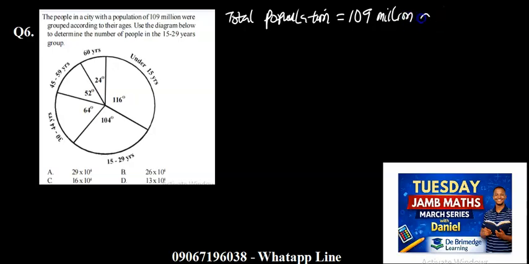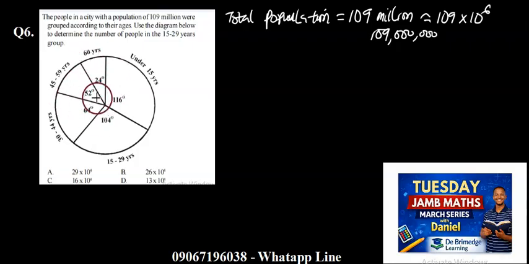So this is equivalent to 109 times 10 raised to power 6, because this is a million. 109 million is 109,000,000. So 10 to the power 6. Okay, so that's the total population, and here we're given different sectors in the pie chart.